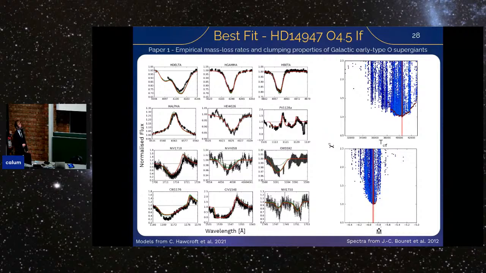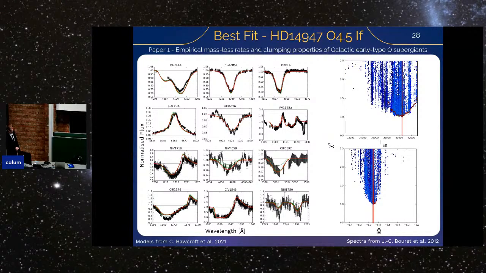So here we're looking at a sample of massive stars in the galaxy. And you can see here that the fit quality is generally quite good. And there's spectra here of lots of different line profiles. And in red, you see the best fit that corresponds to the minimum in the distribution of the models that's marked here in red. And then the green models that are also statistically significant. And so they also sit in this sort of region around the top of the best fit of the profile.